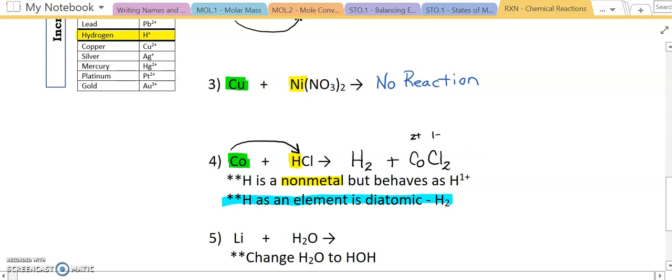Well, this equation is not balanced. I have 2 hydrogen and I only have 1, so I'm going to put a 2 in front of here. But that's going to give me 2 chlorine, and so that balances out my equation.